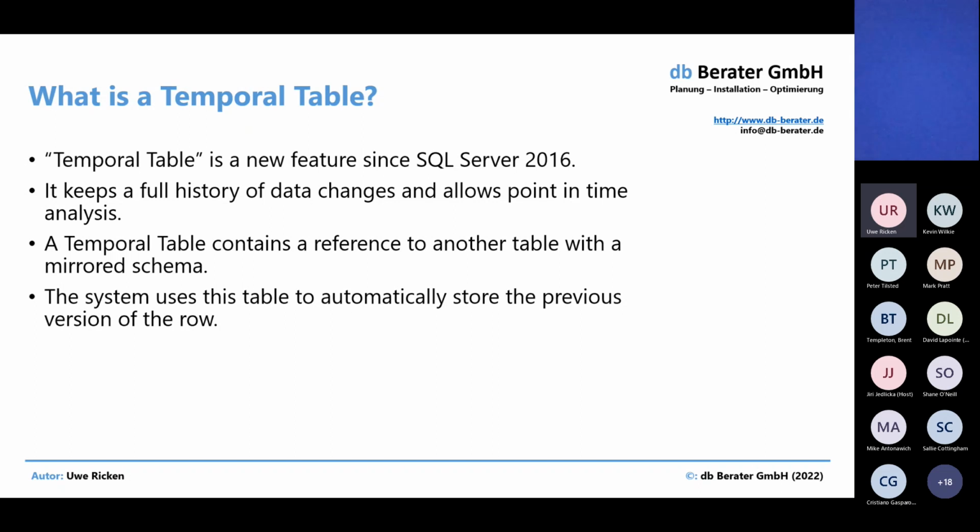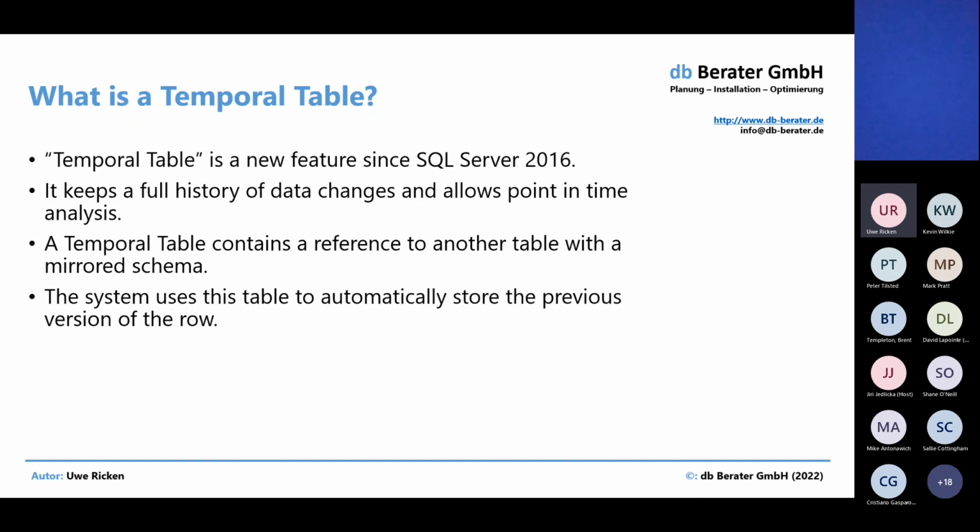When you have a look at Amazon or any other website where you can see the development of prices within the last 3 months and all this kind of stuff, that is a reason to use temporal tables. A temporal table contains a reference to another table with a, and this is important, mirrored schema. First big requirement for temporal tables. The shadow table, let's call it this, or the mirror table, must always, really always have exactly the same metadata. So the same data types, same columns, column names, and so on.